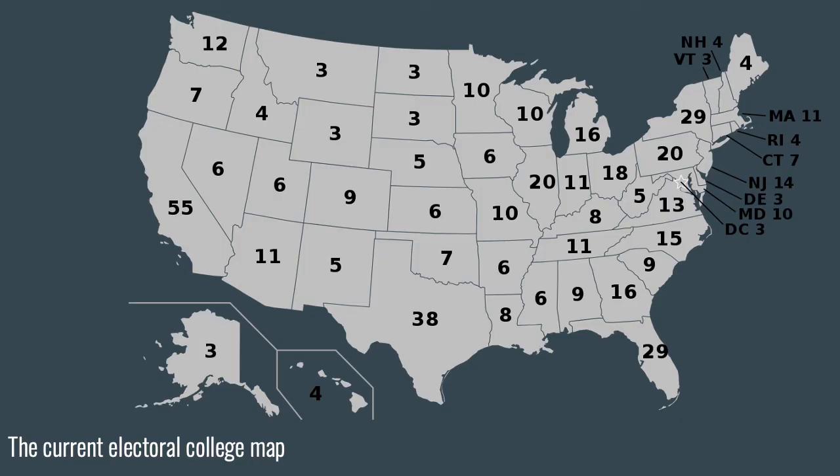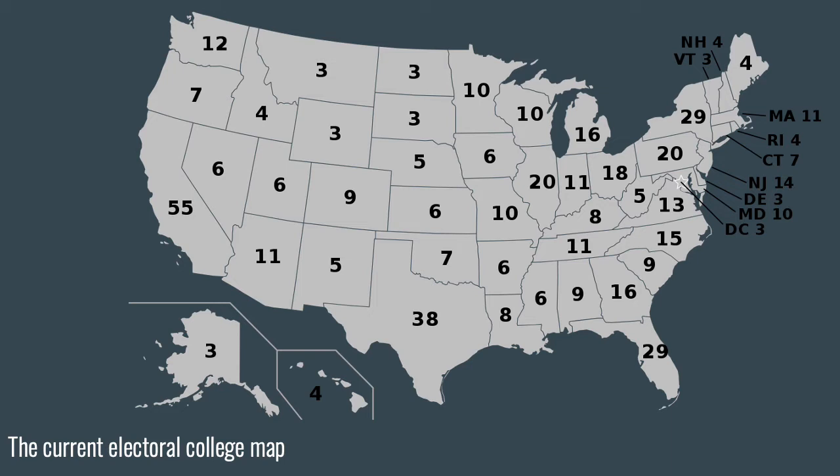So this is the current Electoral College map. This is based upon the 2010 census. We're having a census in 2020, which means that in the next presidential election after the 2020 election, these numbers will probably change, and it will be interesting to see through the census how exactly they change. So you can see there's a pretty wide range there.